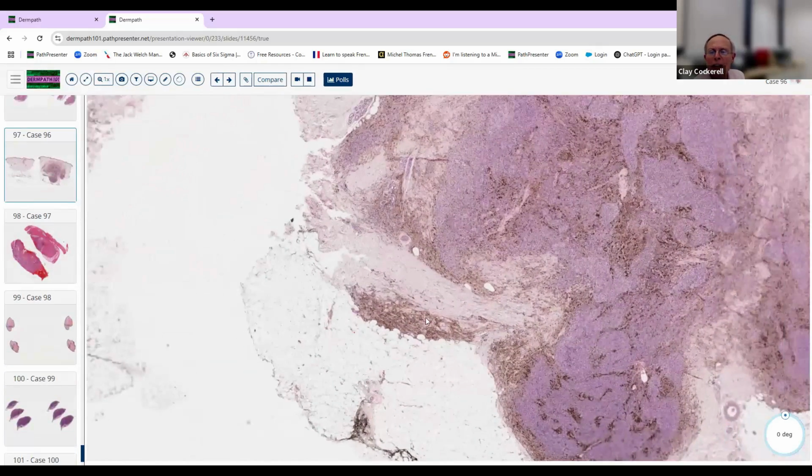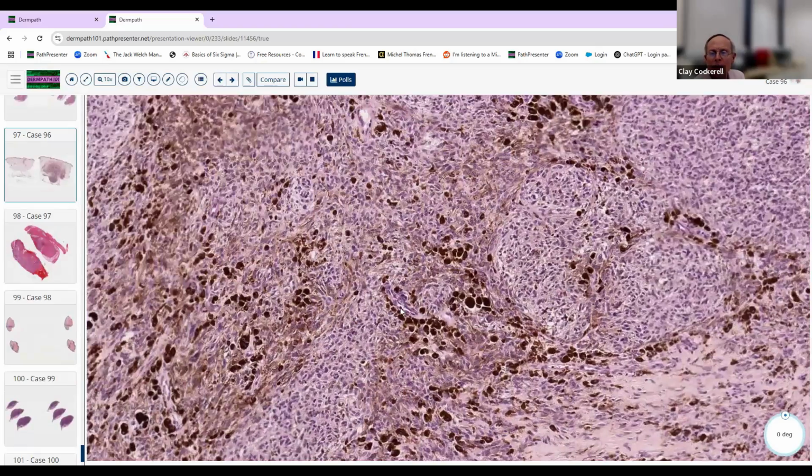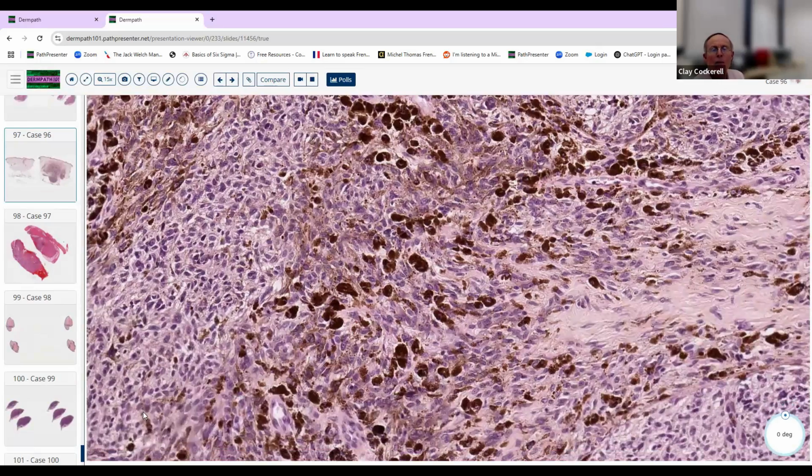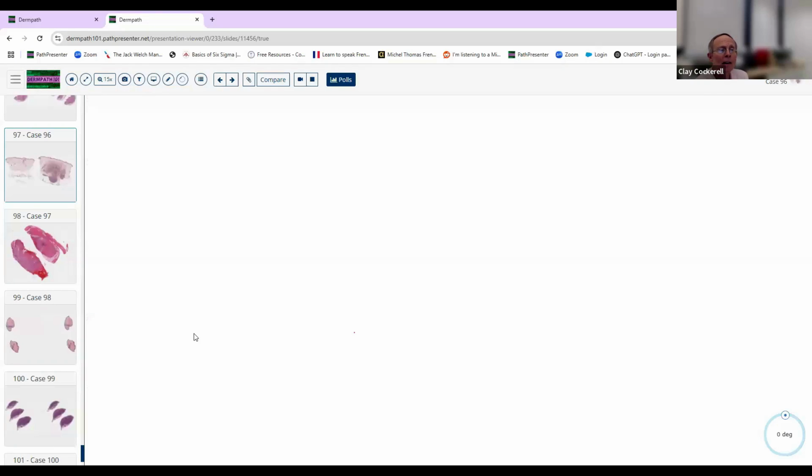This is a cellular blue nevus. These are blue nevus cells. You have a spindle cell blue nevus, cellular nevus, deep penetrating nevus, a lot of different subtypes of blue nevi. This is a cellular blue nevus in this case.